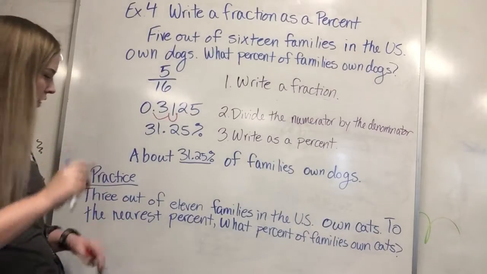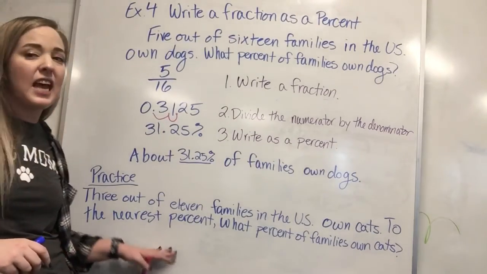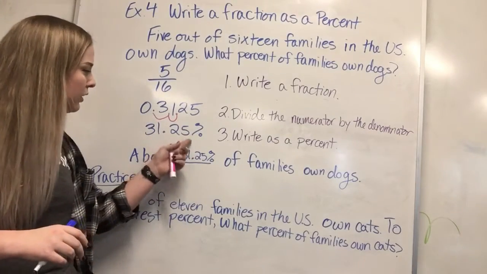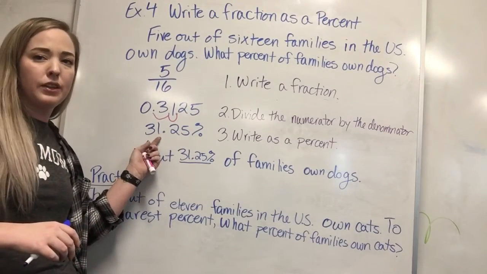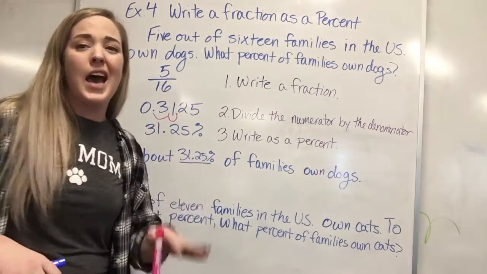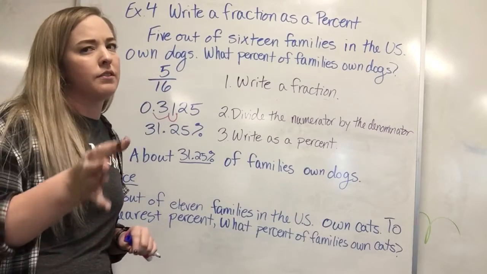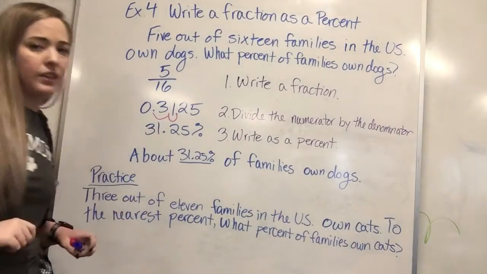Just to go over it, 3 out of 11 families in the U.S. own cats. To the nearest percent, so saying if you have a decimal like this, round to the nearest percent, so that ones place. So to the nearest percent, what percent of families own cats? So pause the video. Do it. Remember, don't cheat yourselves. Try doing it, and then we'll go over the answer.